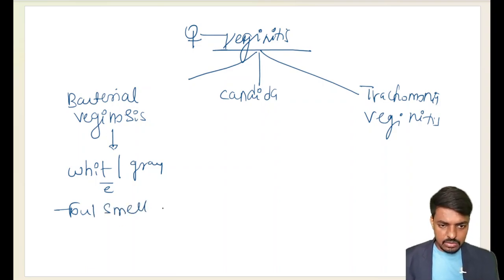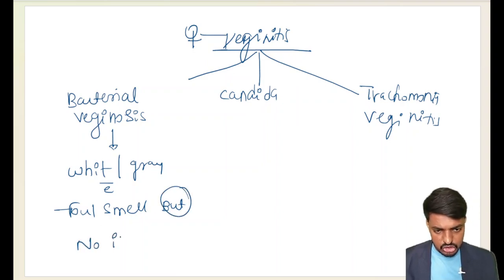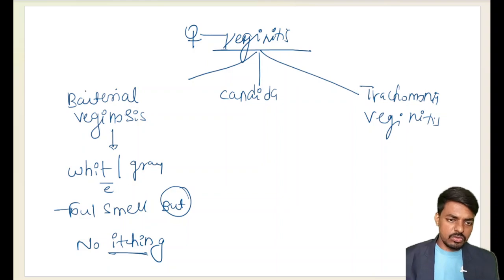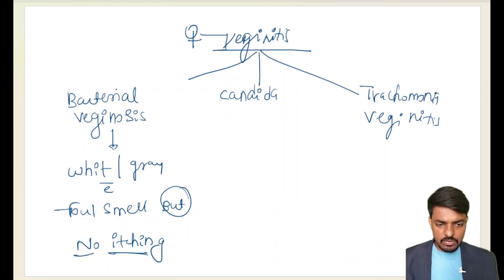But the very important point to differentiate your answer: there is no itching. If itching or pruritus is given in the question, the answer does not go to bacterial vaginosis. If there is no itching in the question history, the answer goes to bacterial vaginosis. White or grey discharge with foul smell and no itching is bacterial vaginosis.